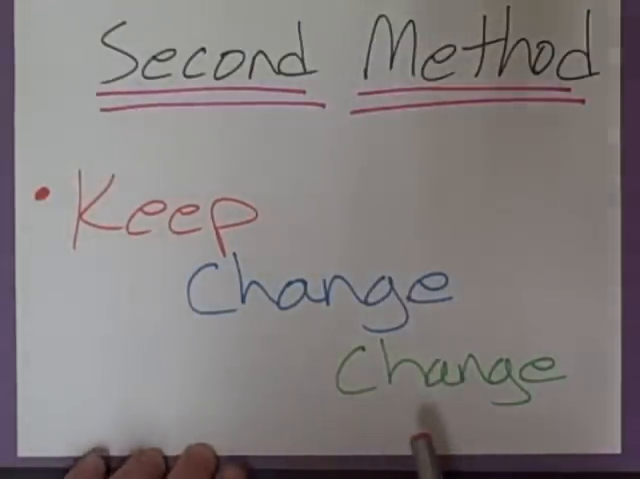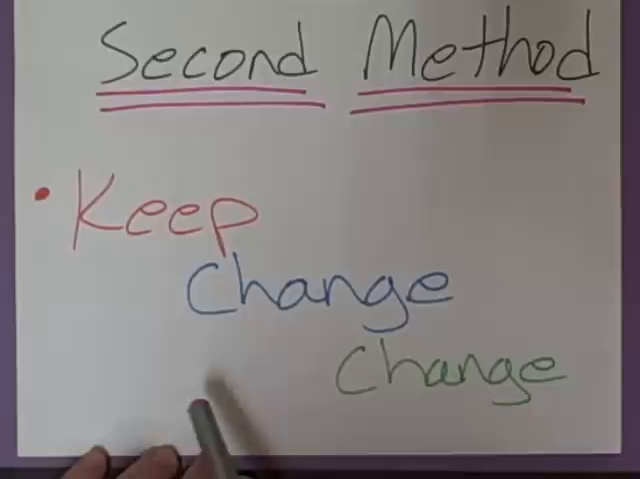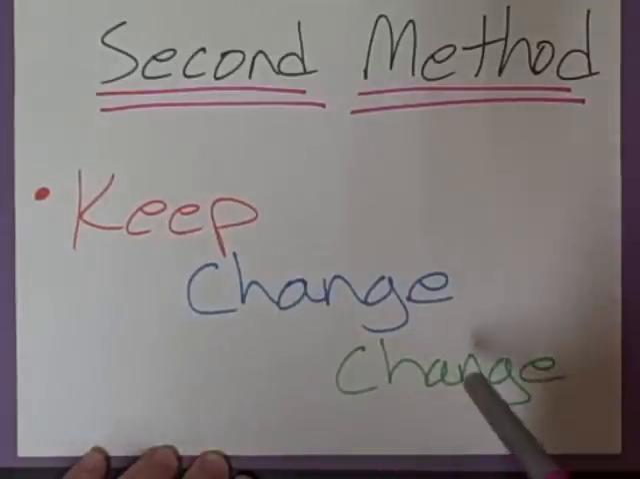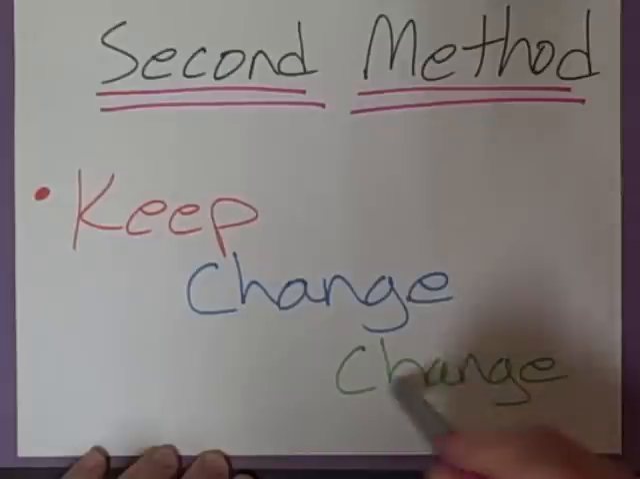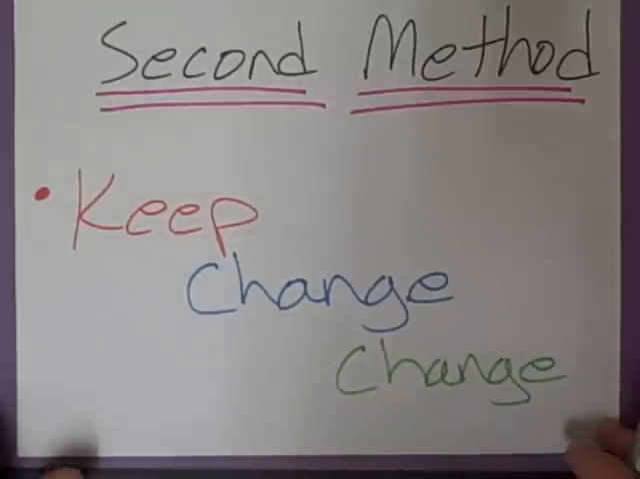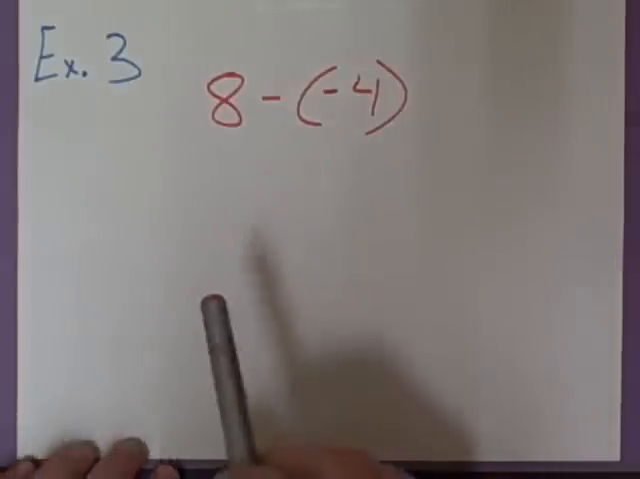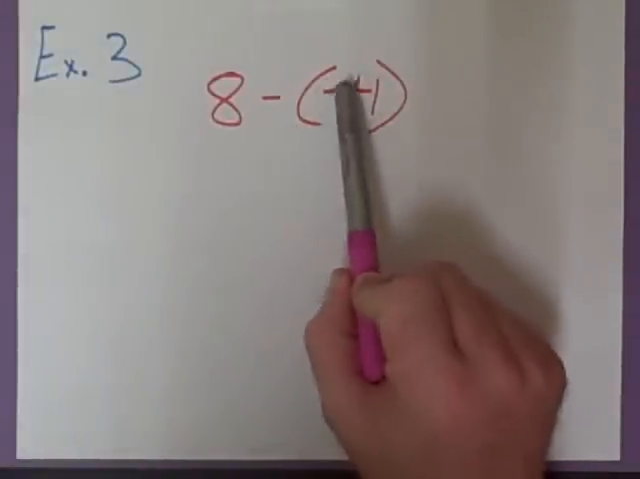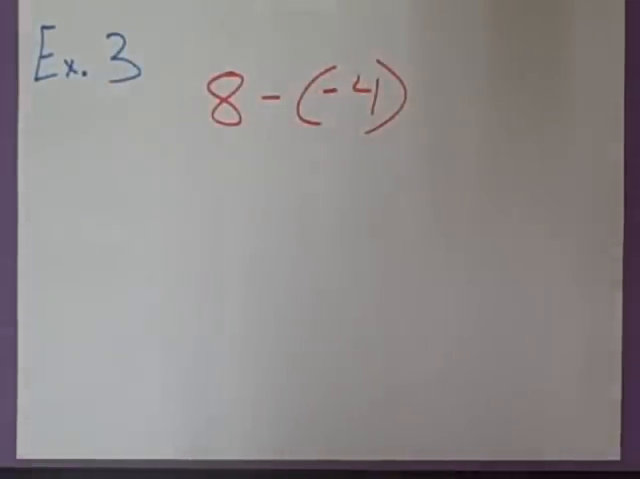Here's the method where we're going to use the rule that we've learned, keep, change, change. We're going to change it to an addition problem by keeping the original integer, changing it to addition by making the second integer its opposite value. Let's take a look at one of those examples. Here is 8 minus negative 4. This one looks a little funny.